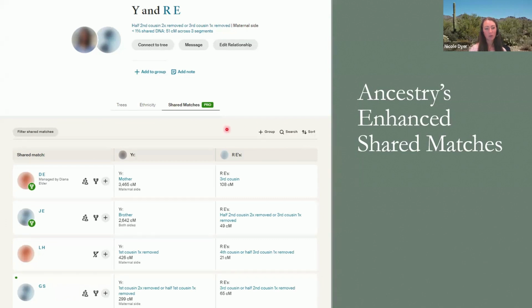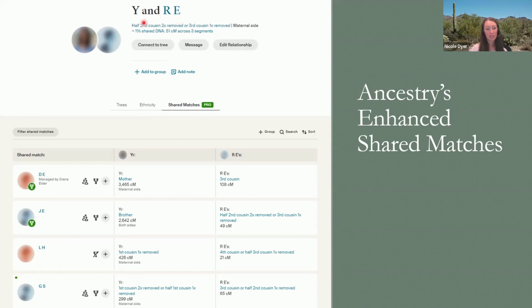Let's go over the elements of this page and review how it works. If you don't have Pro tools, there's the Shared Matches tab on an individual match page. So this is my match page with RE. If you're wondering why it looks like this, I'm using the Goldie May tool that allows you to make names on a DNA match page private. It blurs out the images and makes the names private, and that's why it looks like that.